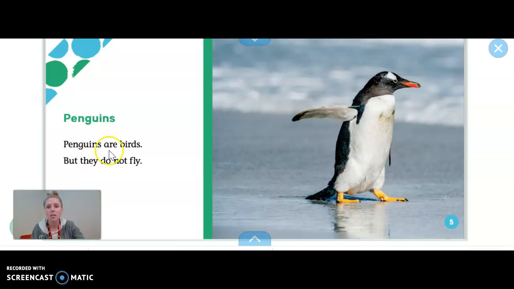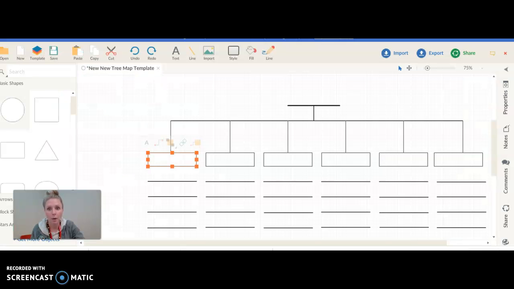Penguins. Penguins are birds, but they do not fly. So from that page, what is one of the key details that we see? They're telling us about a kind of bird. What is a key detail that you just read? Penguins do not fly.